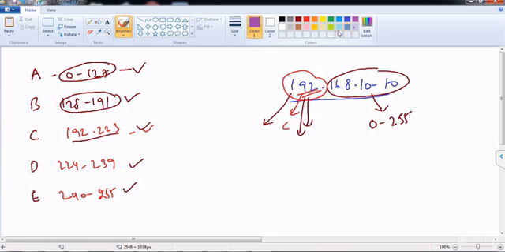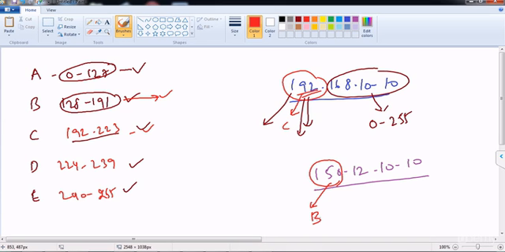Let's take 2 more examples for a better understanding of IP addressing. Say the address is 150.12.10.10. If I ask you which class this IP address belongs to, we just need to see the first portion. 150 comes in the range of 128 to 191, which is a B class address. Don't think that it is A class, because the other portions can be anything between 0 to 255.